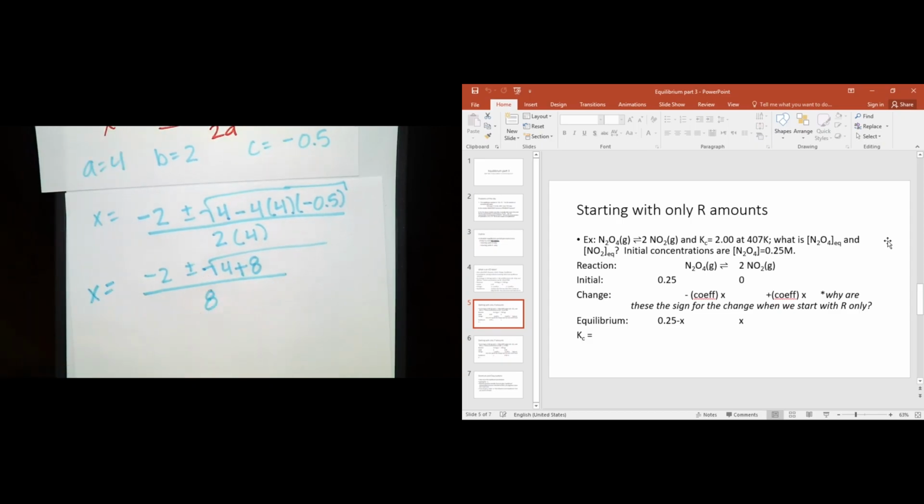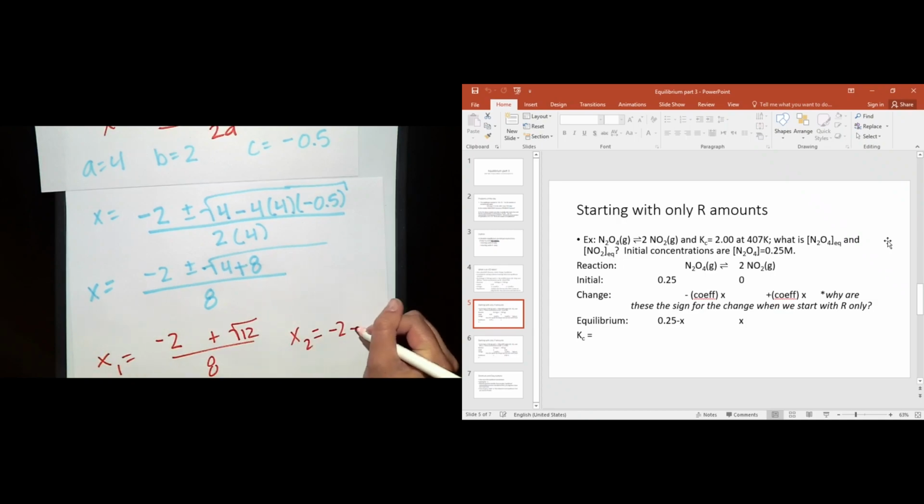I'm going to get 2 different values for x. One's going to make sense and the other one just will not make sense. So let's see what we get. 4 plus 8 is 12. So this is negative 2 plus the square root of 12 over 8. I'm going to call that x1. Or x2 would be negative 2 minus the square root of 12 over 8.